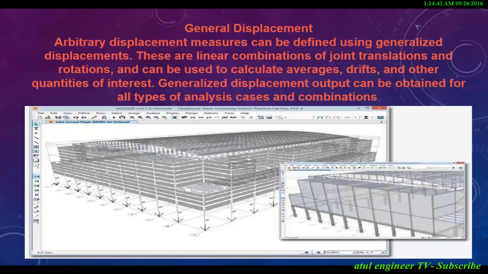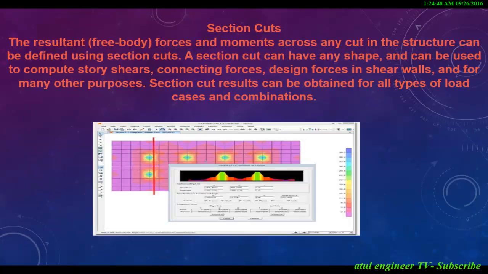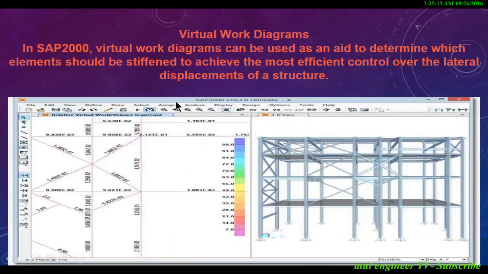General displacement. Arbitrary displacement measures can be defined using generalized displacements. These are linear combinations of joint translations and rotations, and can be used to calculate averages, drifts, and other quantities of interest. Generalized displacement output can be obtained for all types of analysis cases and combinations. Section cuts. The resultant, free body, forces and moments across any cut in the structure can be defined using section cuts. A section cut can have any shape, and can be used to compute story shears, connecting forces, design forces in shear walls, and for many other purposes.